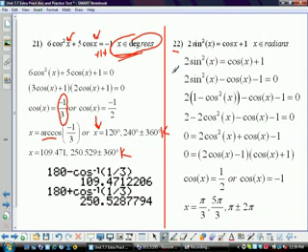I got it all on one side. Used because I don't have a Pythagorean identity. Again, I'm going to have to factor these. Rules are not going away.